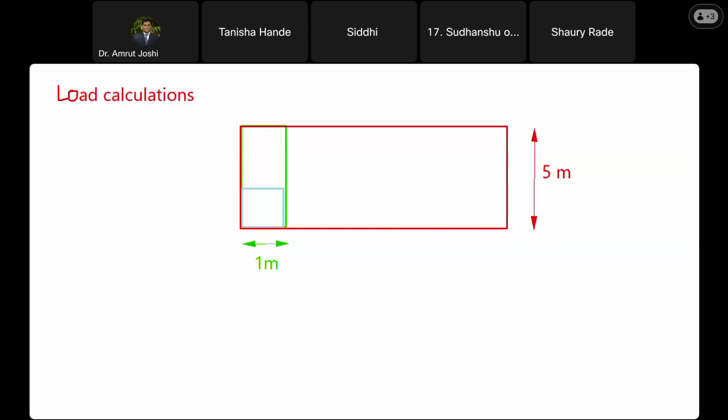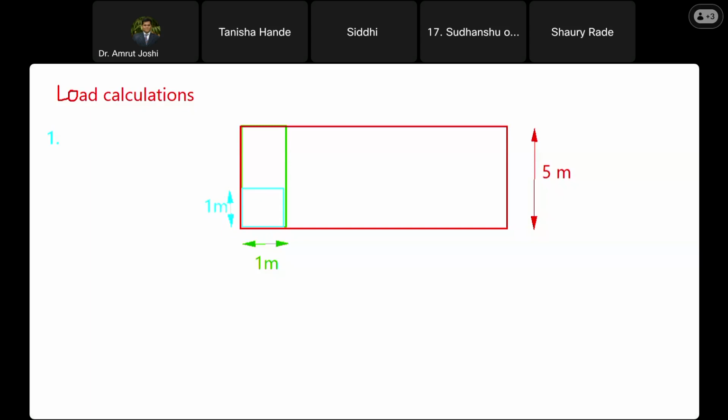Load calculation will be done on this chunk, which has the dimension 1 meter by 1 meter. This is also 1 meter. So that I get UDL on this slab in the direction of the span, that is along the 5 meter. So what is the first load that we consider? The first load is dead load.